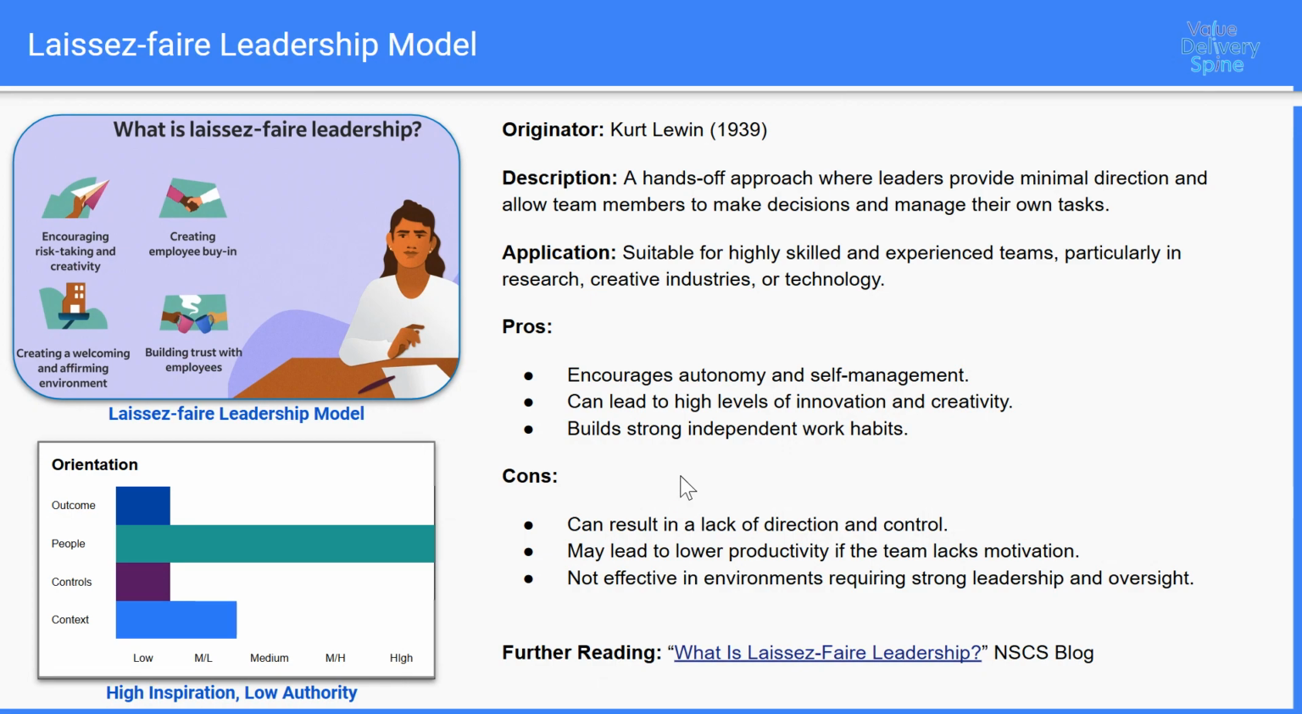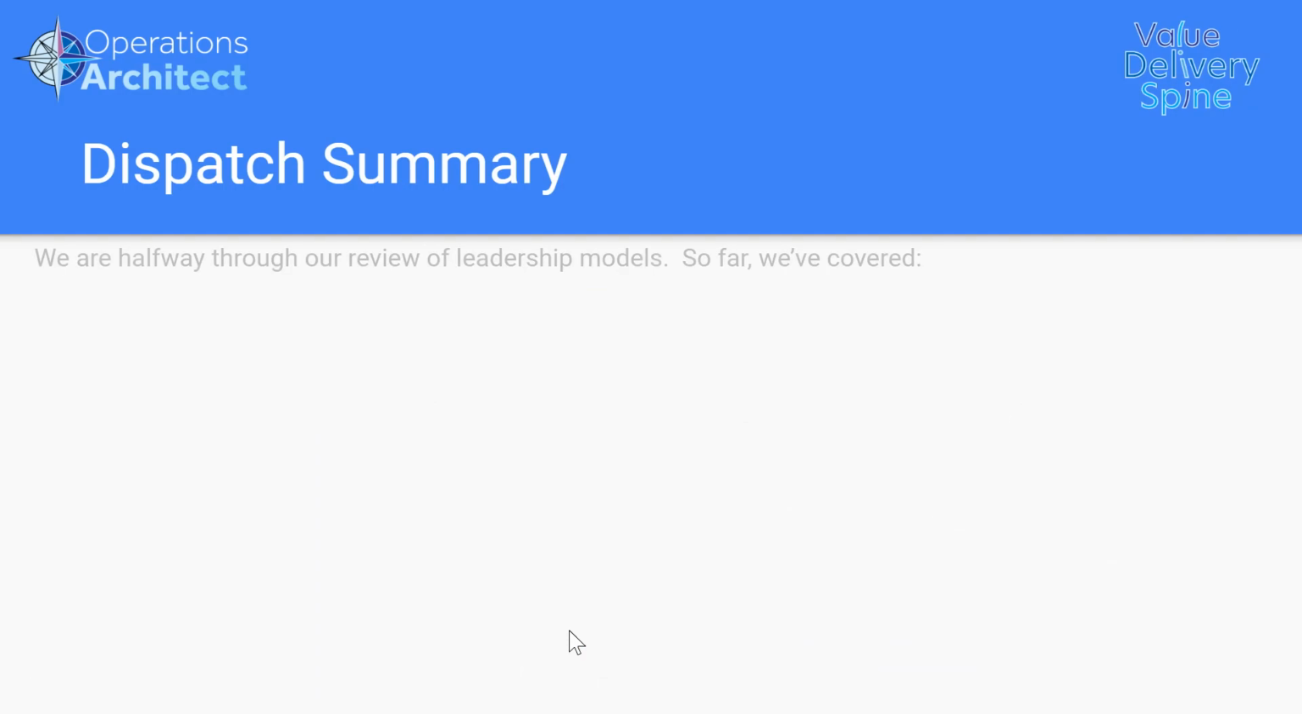However, it can result in lack of direction. If you have 100 people working in 100 different directions, you're not going to have a specific and well-developed outcome, which leads to lower productivity because they're all working in different directions. And it's not effective when strong leadership and oversight is needed. You can read more about that in What is Laissez-faire Leadership in the NSCS blog. This one's a high inspiration, low authority model. So these are the people-oriented models that focus on the people vector of those 4 vectors we discussed.